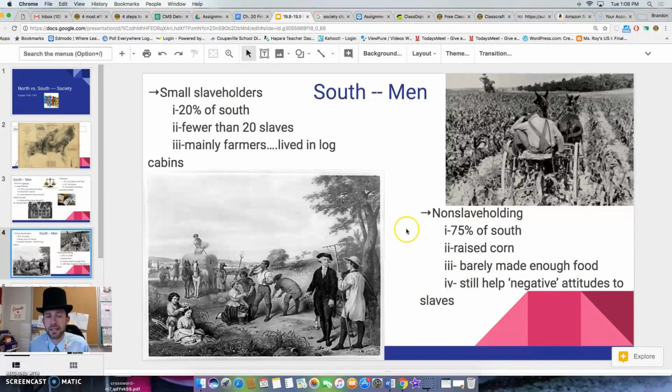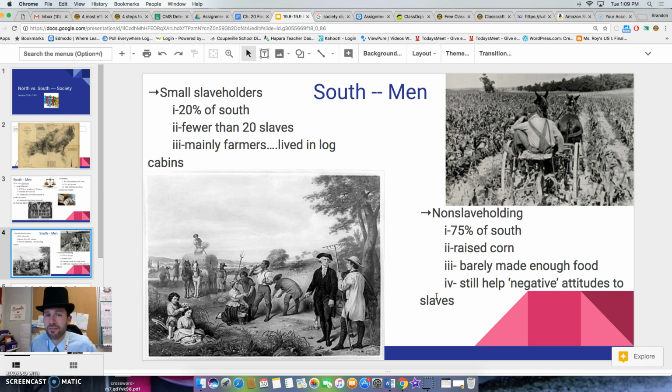Now, finally, we had those gentlemen who didn't have slaves. And they made up actually 75% of the South's population. So there was a lot of people who didn't have any slaves. They mainly raised corn, and they just barely made enough food. What they grew, they didn't have enough to sell like any of us other men and families that owned slaves.